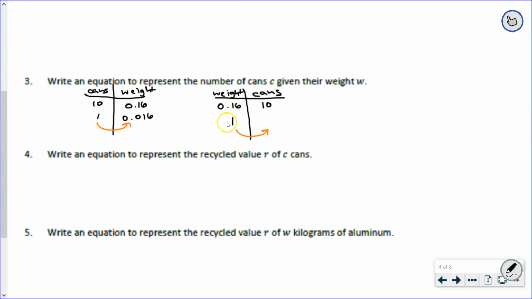How do I change any number into a 1? Gabe? We divide it by itself. So even if it's a decimal, how can I change the 0.16 into a 1? We divide it by itself. So what should I be doing here? 10 divided by 0.16. Calculate that for me. What did you get?